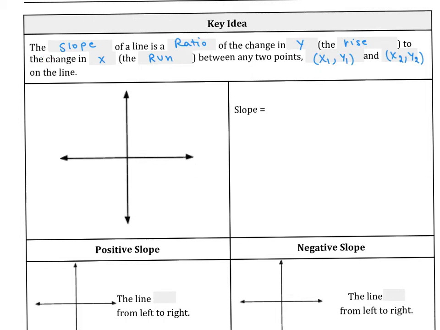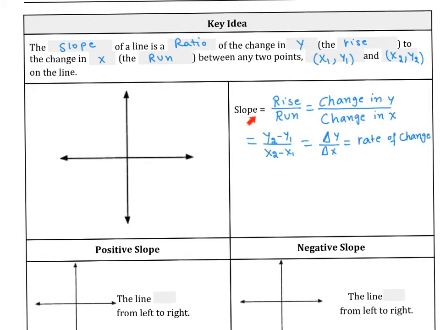2.2 day 2, slope of a line. The slope of a line is a ratio of the change in y, which is the rise, to the change in x, which is the run, between any 2 points x1, y1 and x2, y2 on the line.